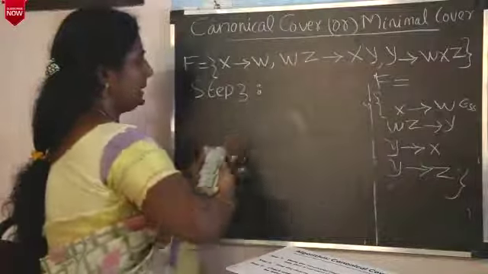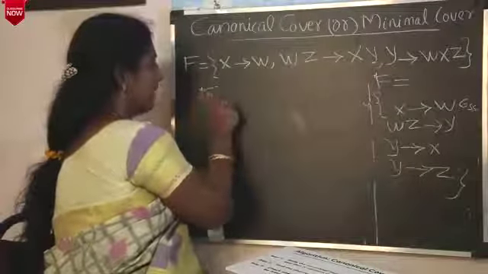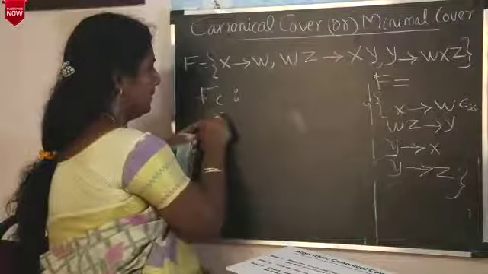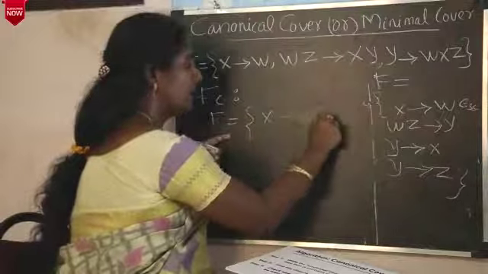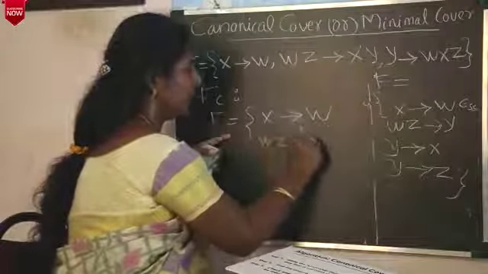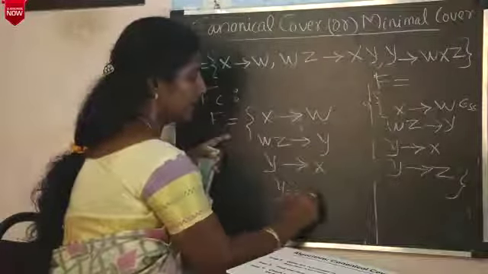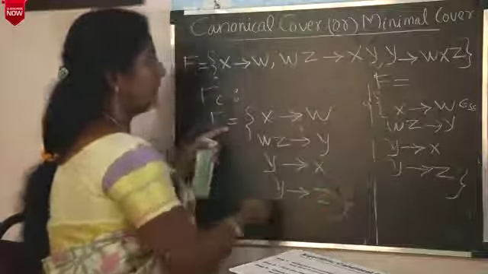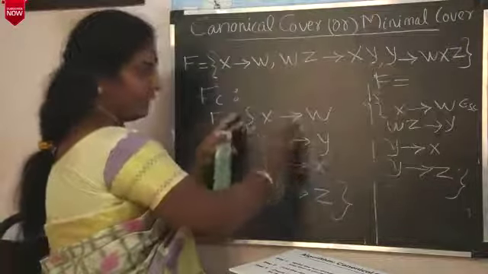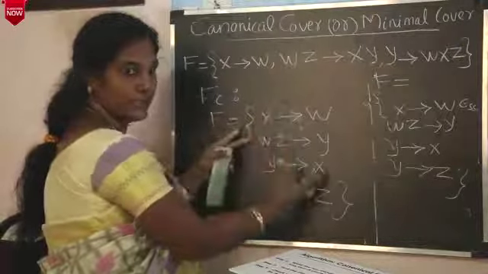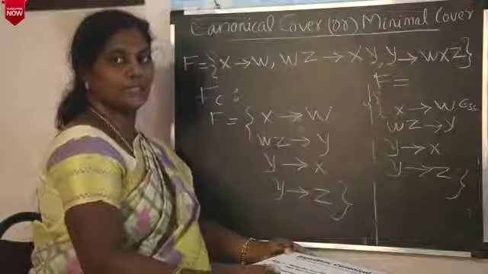So your Fc finally, that is your minimal cover or the canonical cover, contains the following set of functional dependencies. F equals x determines w, wz determines y, y determines x, and y determines z. So from this input set of functional dependencies, we have removed some functional dependencies, and I hope you understood. Thanks for watching this video.